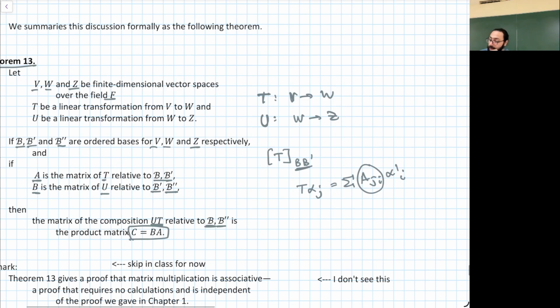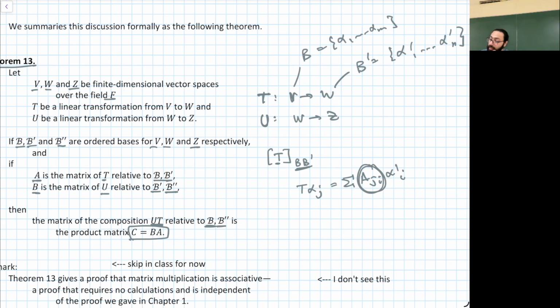Suppose that T is going from V to W. Suppose B is the basis, so let's call it alpha 1 to alpha m, whatever. And B prime is the basis for W, so let's call it alpha prime 1 to alpha prime n. Okay. So the matrix for T relative to B, B prime is going to be given by Aij.